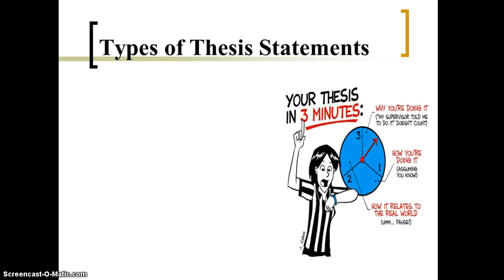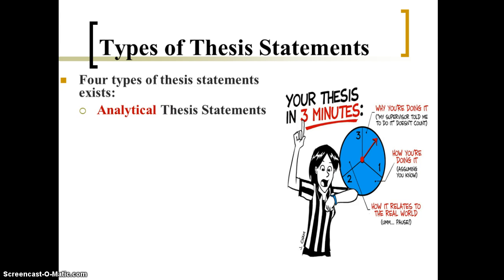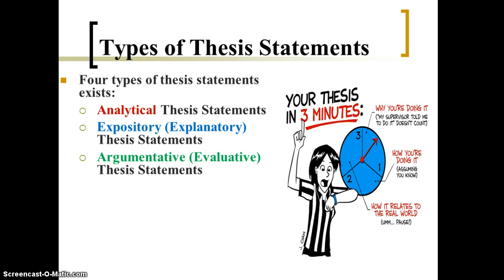All right, so now we have to figure out what types of thesis statements exist, right? There are four types, and three of them you'll be pretty much writing throughout your entire college career if you haven't already. The four types: you have the analytical thesis statement, you have the expository or explanatory thesis statement, you have the argumentative or evaluative thesis statement, and then you have the implied thesis. All of these are very important categories, right?